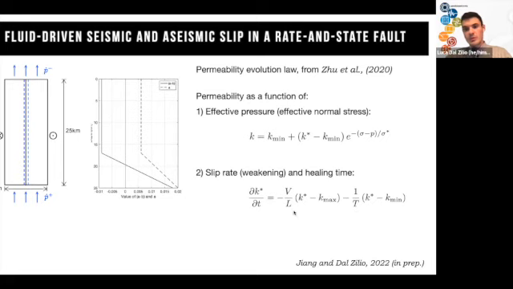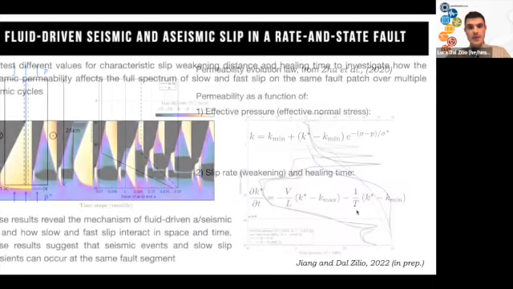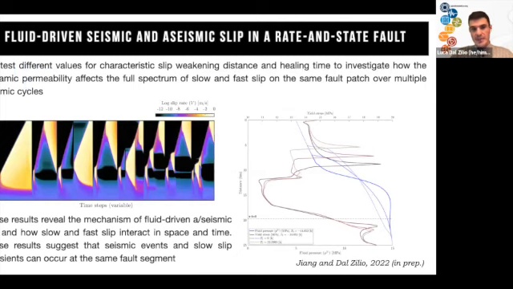Of course, we have very poor constraint on this, particularly this L and the characteristic healing time, and we try to explore how these two parameters can affect the evolution of permeability, and how they can control the occurrence of seismic and aseismic slip within the same fault segment. So here you can see an example of this type of simulation where we can observe a pretty interesting behavior of seismic and aseismic slip within the same fault zone.